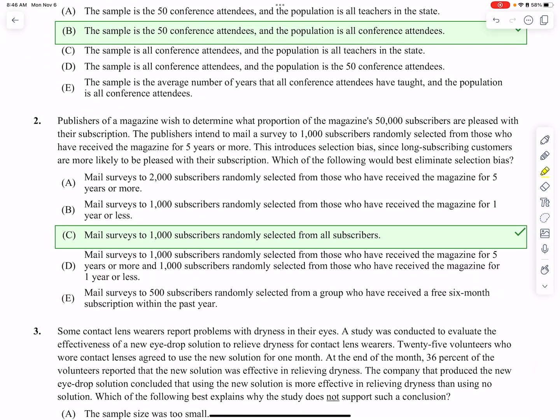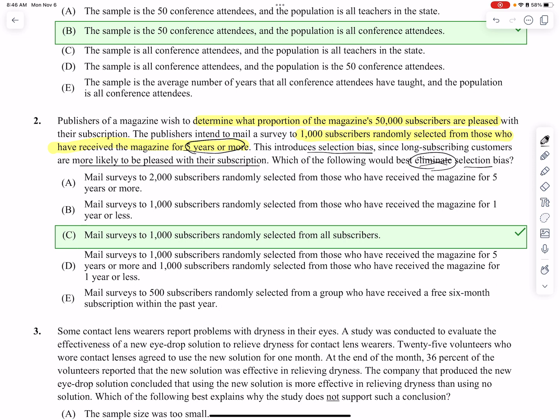Number 2, publishers of a magazine wish to determine what proportion of the magazine's 50,000 subscribers are pleased with the subscription. The publishers intend to mail a survey to 1,000 subscribers randomly selected from those who have received the magazine for 5 or more years. So it's only going to those that have received it for 5 or more years. But it tells you this is selection bias, since long subscribing customers are more likely to be pleased with the subscription. So which of the following will eliminate the selection bias?